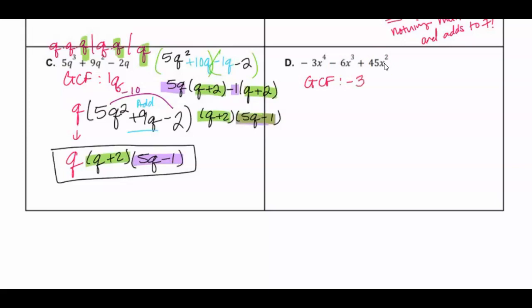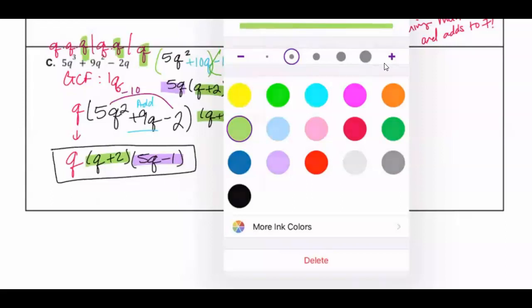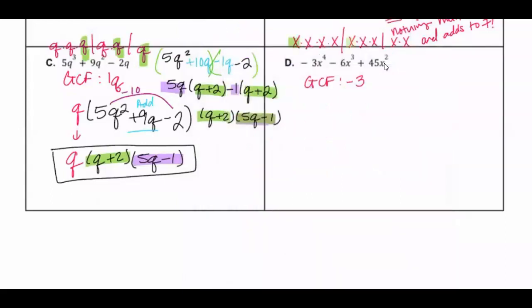Then I can look at my x's. X to the 4th power is x times x times x times x. X times x times x, which is x cubed, and then x and x. So I can see that I can pull a single x from all of them and still have leftover in all of them, a second x from all of them, but notice now this one has no more leftover, so the most I can pull out is x squared, and x times x is all I can pull out from all three terms. So that's my GCF, negative 3x squared.